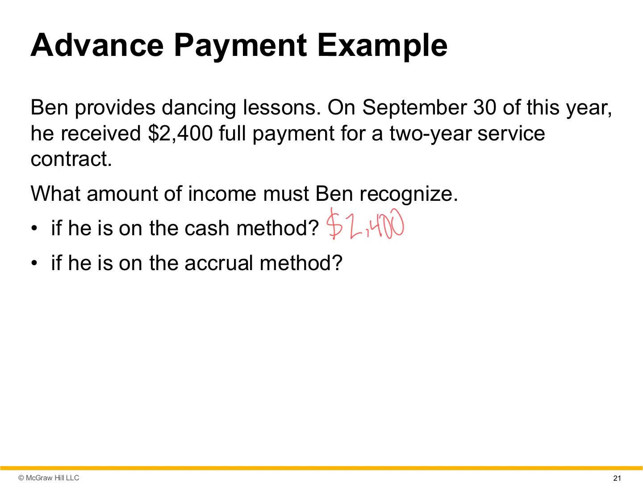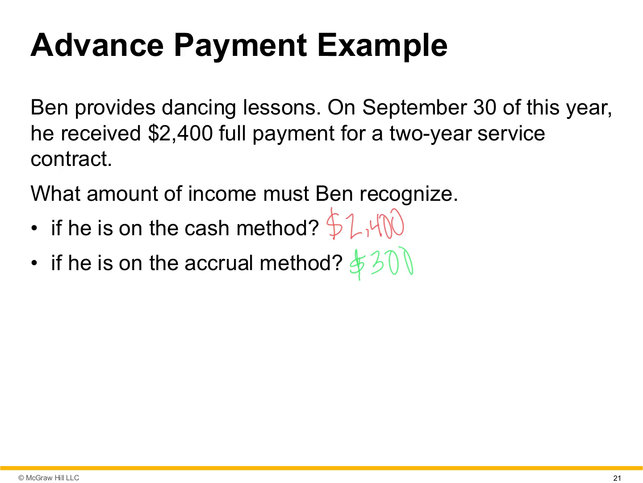Under the accrual method, Ben can elect to defer the advance payments for 1 year. So for this year, the amount that Ben would recognize is $300.